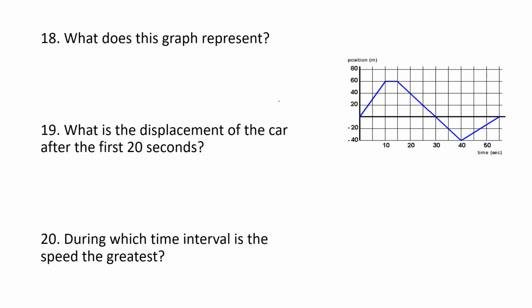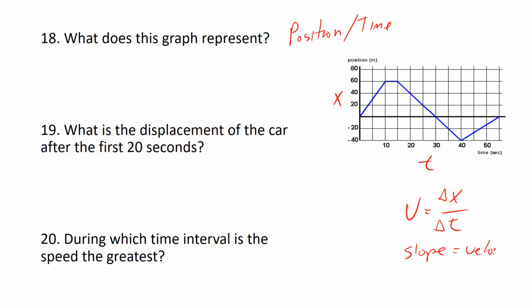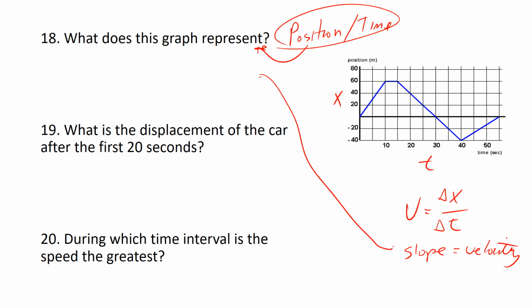Okay, let's look at some graphs. What does this graph represent? This is a position-time graph, and this represents displacement and time. If the question says, what does the velocity of this represent? Velocity equals x over t, or change in x over change in t. So the slope is equal to velocity.